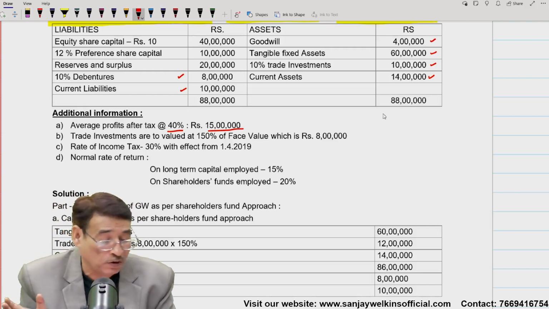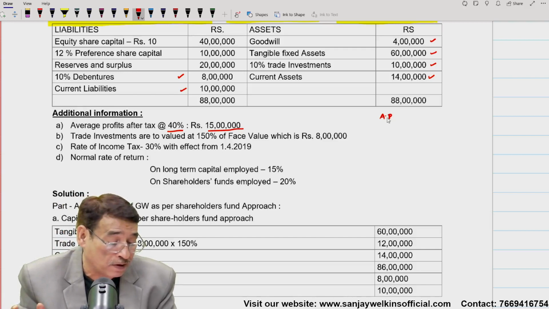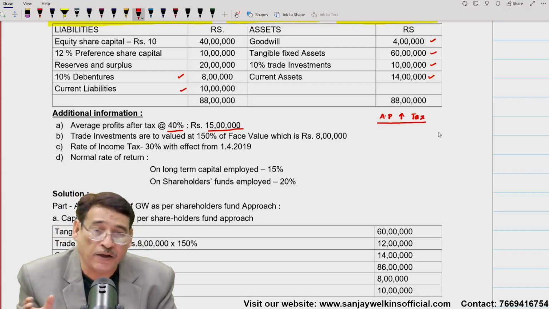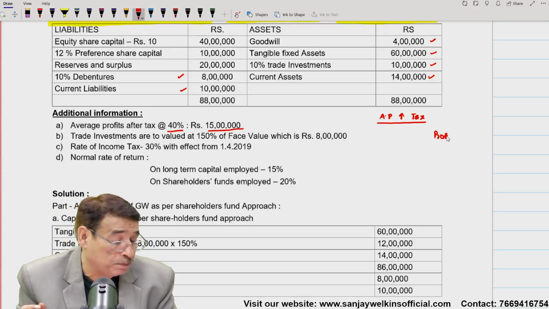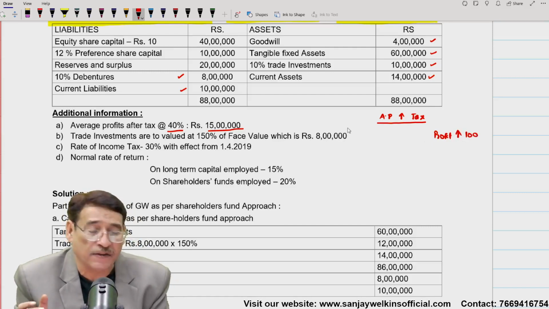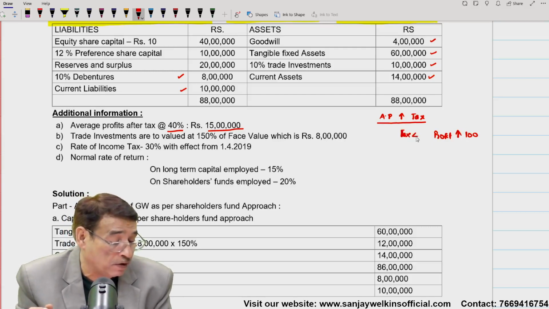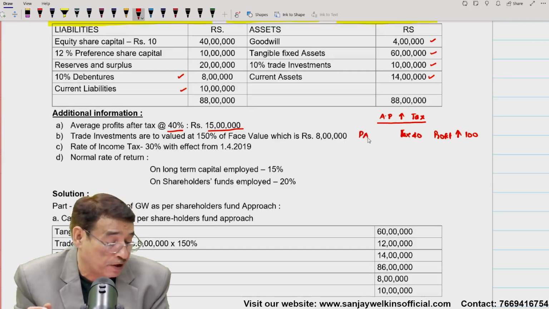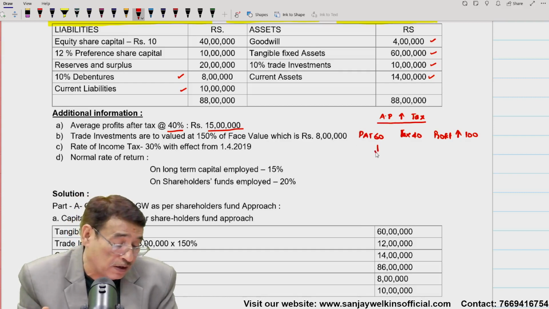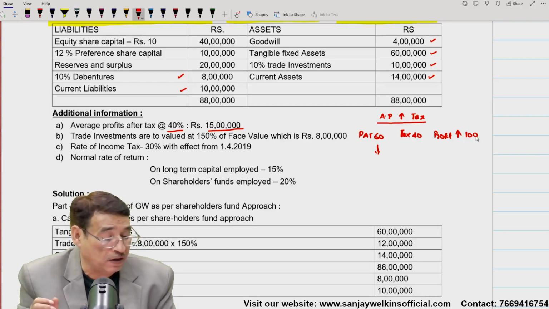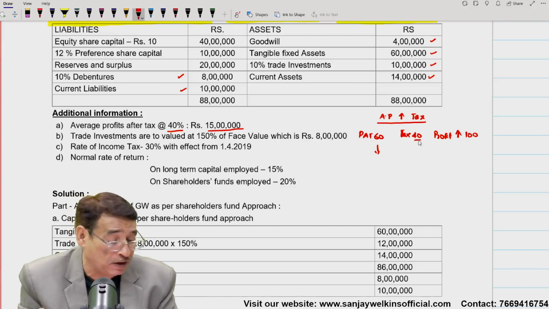Suppose I am going to ask you, what is your average profit before tax? Because this is after tax profit given. So you can compute it in this manner. Suppose my profit before tax is 100, let us say, and 40% is the tax. Because tax rate is 40%, tax will be 40 and profits after tax will be equal to 60. No doubt about that. If profits after tax is 60, then profit before tax is 100 as per this tax rate.